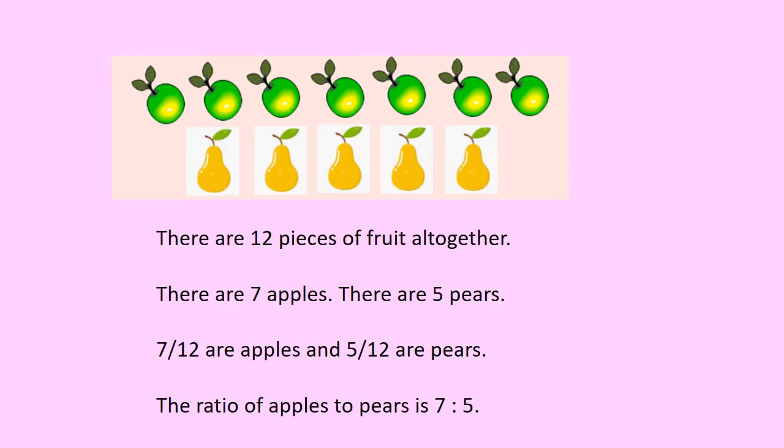So this time your description should be that there are 12 pieces of fruit altogether. There are 7 apples and there are 5 pears. So 7/12, 7 of the possible 12 pieces of fruit are apples and 5/12 are pears. The ratio of apples to pears is 7 apples to 5 pears.